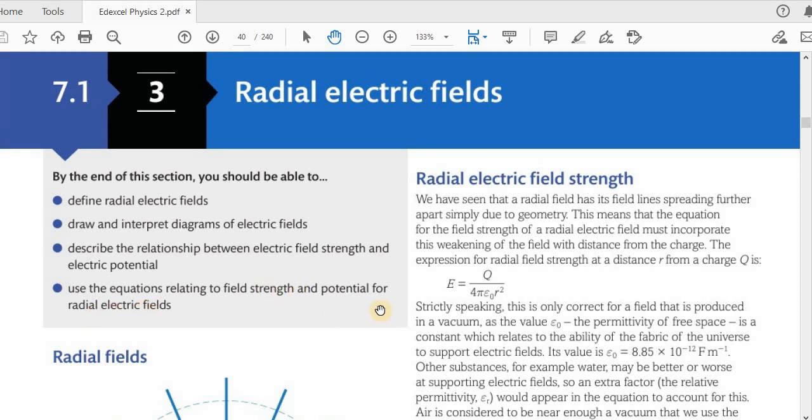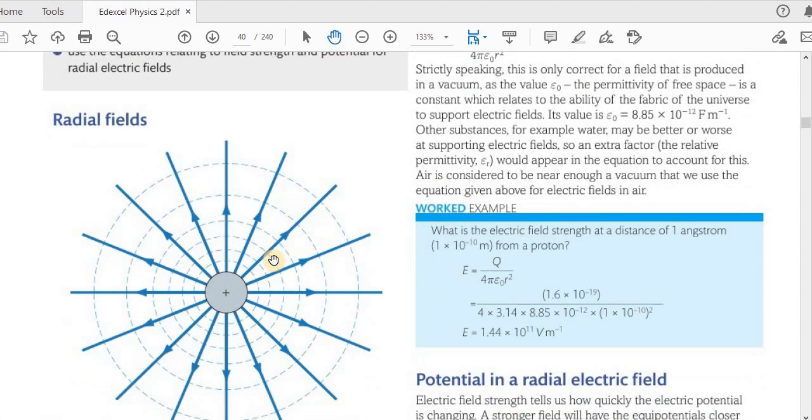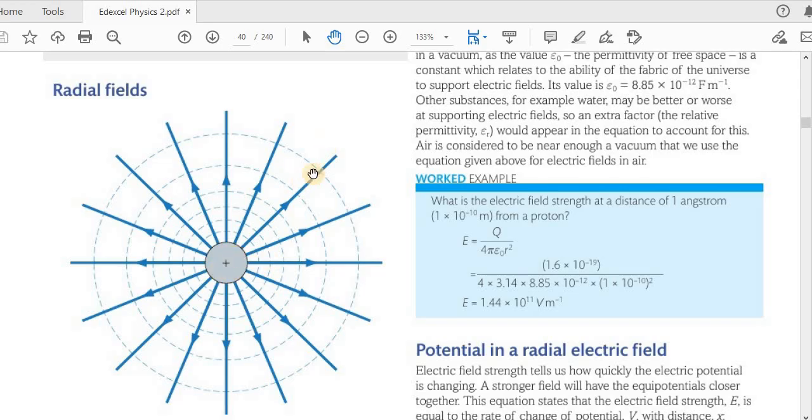Okay, so earlier we had uniform electric fields, and then we had this equation for uniform electric field, but now we have radial electric field, so we will have more equations for electric field strength. Here you see a radial electric field. You can see these dark thick arrows pointing away from this positive charge are the electric field lines, and these circular dashed lines are the equipotential surfaces.